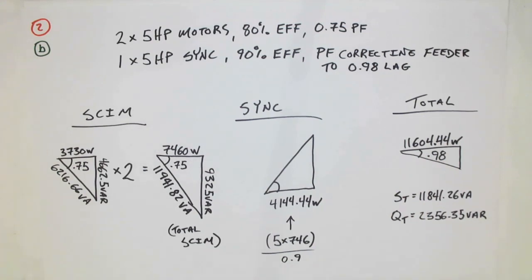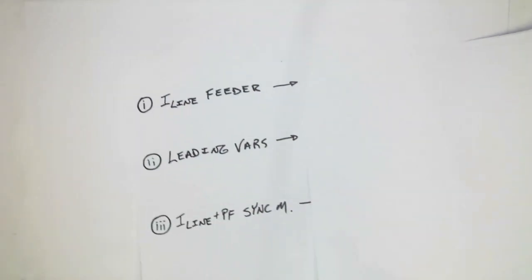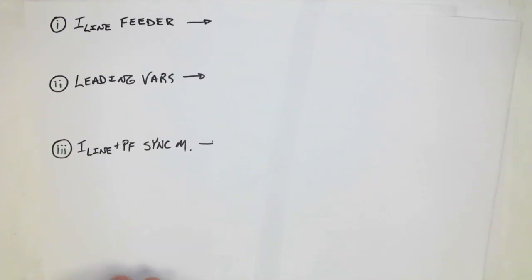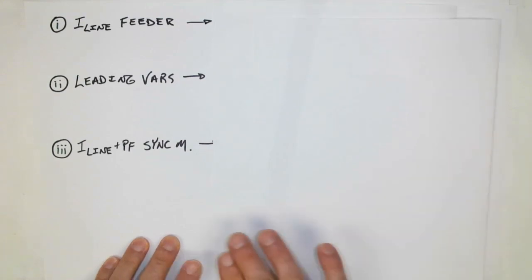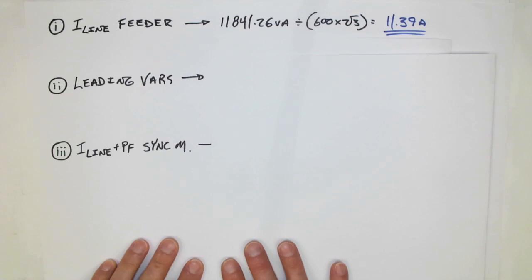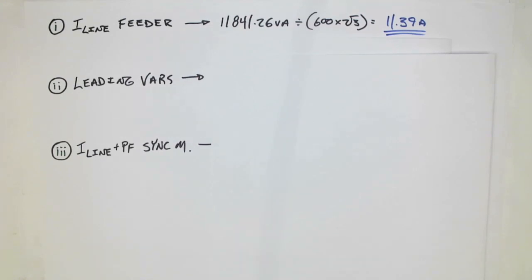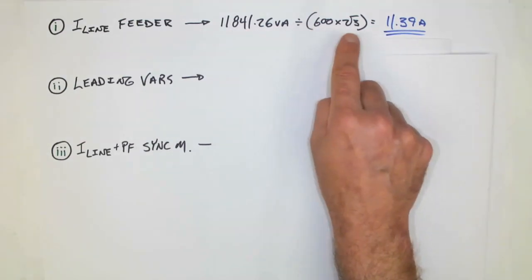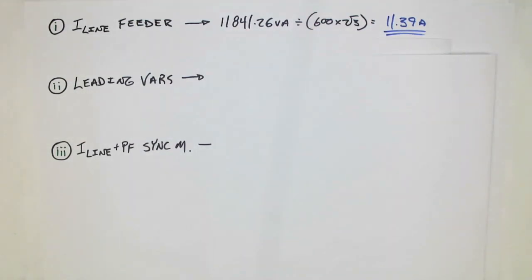Well, let's take a look at the answers then for this final question. The things we wanted to know were first, I line of the feeder. How has that changed? Well, it's gone down. And we know this because we can calculate the total current by taking my total VA, as we did on the previous page, and dividing it by 600 times root 3, 11.39 amps.